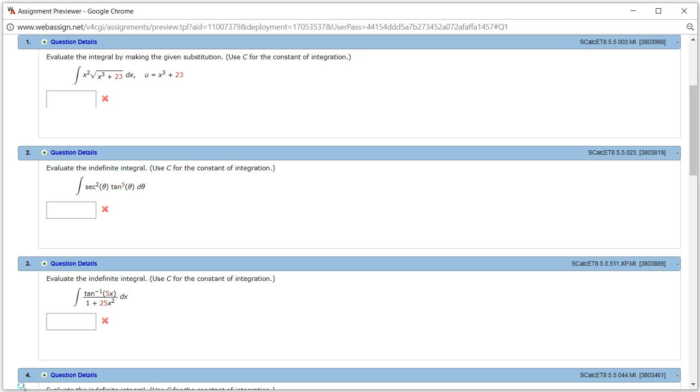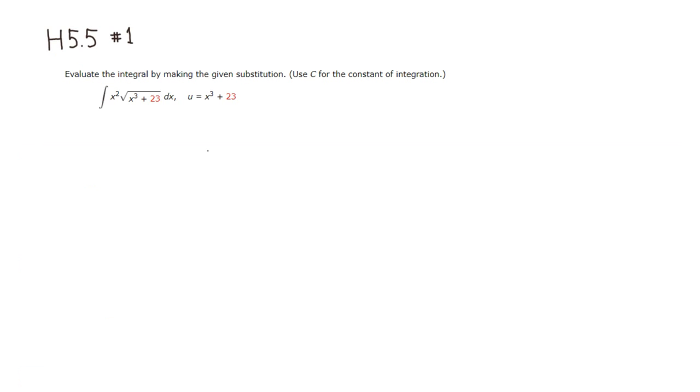Alright, let's look at homework 5.5, problem number 1. Let's use substitution to evaluate the following indefinite integral. The substitution is already given, so it's kind of nice there.